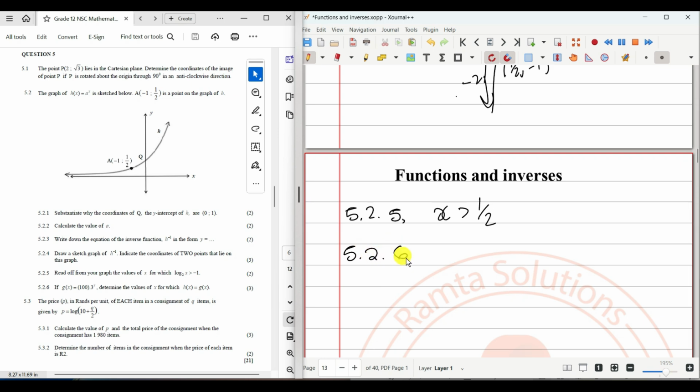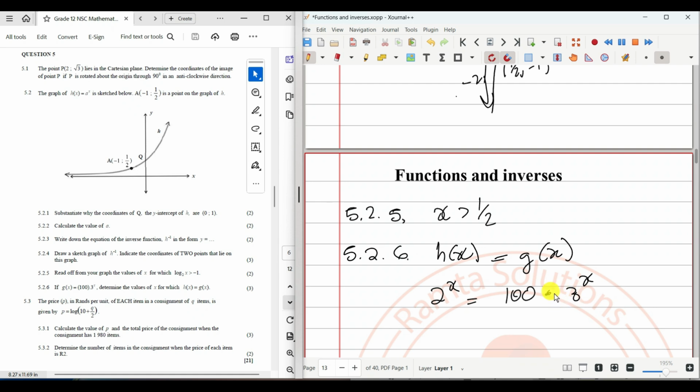5.2.6. Oh boy, 5.2.6. I don't like it, but it's okay. If g of x is equal to this, determine the values of x for which h of x is equal to g of x. You remember h of x was 2 to the x. What is g of x? They just said it is 100 times 3 to the x, isn't it?